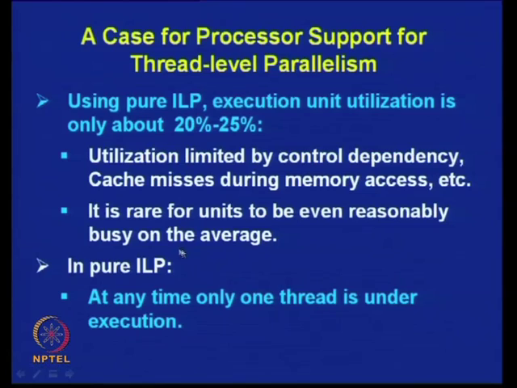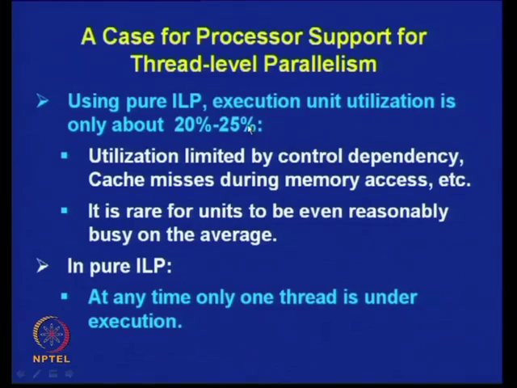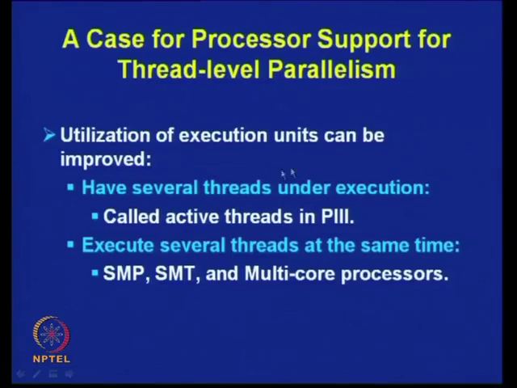And in pure instruction level parallelism, at any time only one thread is under execution. So, this is a limitation. Whenever we go for pure instruction level parallelism, only one thread is under execution at any point of time. So, this demonstrates that it is very essential to go for multithreading or utilize thread level parallelism.